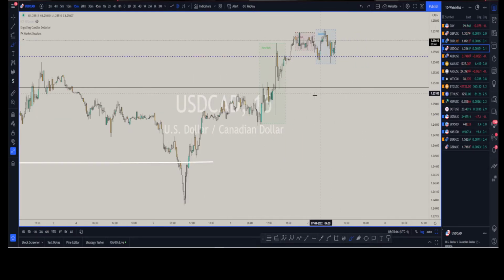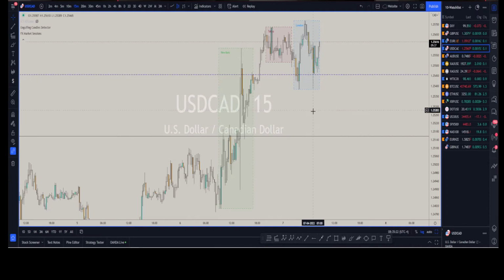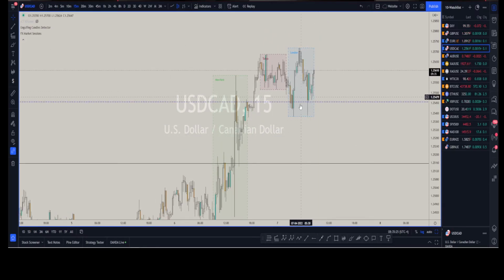So we're good to go. I'm still looking for more up to come. There's even an entry here with this wick to add to your trade or to take the trade around these areas. Continuation of the up move.